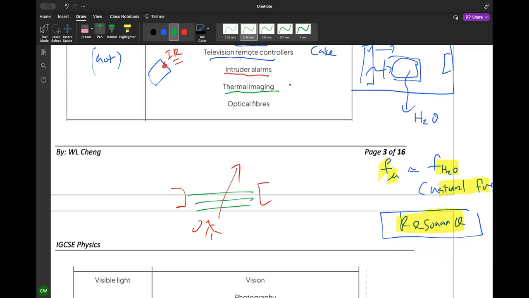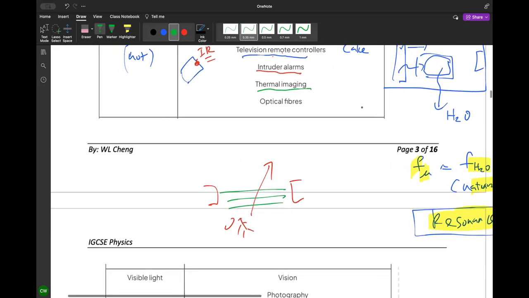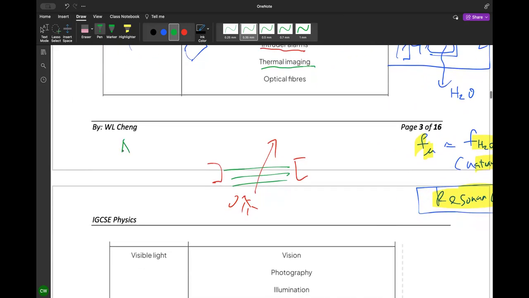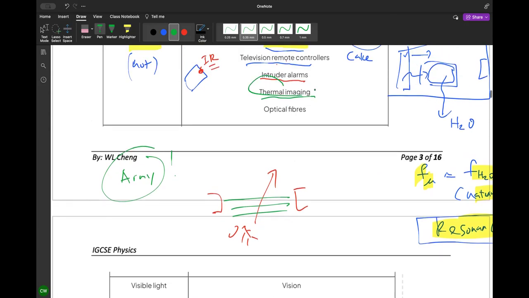Thermal imaging. What is thermal imaging? Thermal imaging is for the army. Anyone want to become army? Nobody wants. How do they attack the enemy in the dark? How do they see the enemy at night? Heat on the body. What is the color of the heat? Red color. So it's for thermal imaging. Okay, red color produces this.